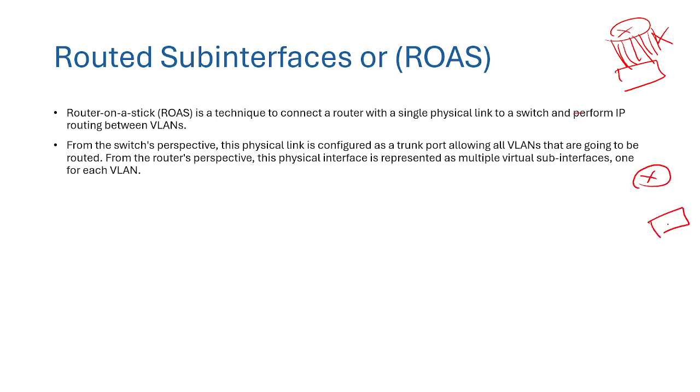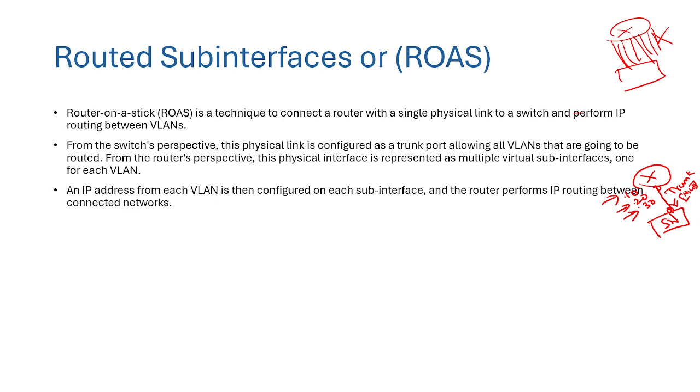This is the router, this is the switch. Here I configured multiple sub-interfaces, and I configure the IP address over here. Here, I will configure the trunk port and allow VLAN 10, 20, 30. In this way I will not waste my interfaces or the ports on the router or the switch. So an IP address from each VLAN is configured on a sub-interface on the router, and then the router will do the same routing lookup as it has done for the previous method.